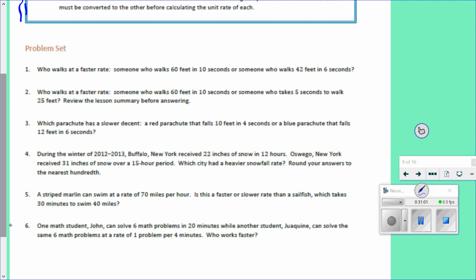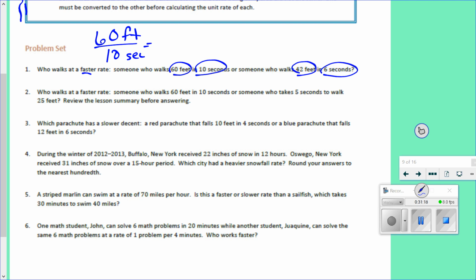Okay? I'll give you an example. On the first one, it wants who walks at a faster rate. They give us 2 rates, 60 and 10, 42 and 6. Set up each one as an individual rate. 60 feet, 10 seconds, equals blank feet, 1 second. My magic box. What do I want to do to compare? I want to have how many seconds? 1. So literally all I do is go 10 to 1. How do I do that? Divide by 10. That gives me 6. Is that too much work? No, it's easy. So please do it. Do it for both sets.